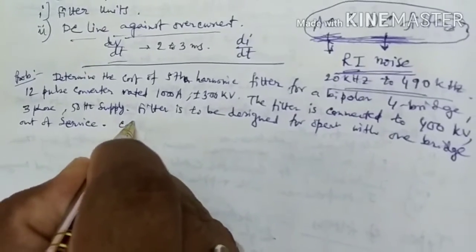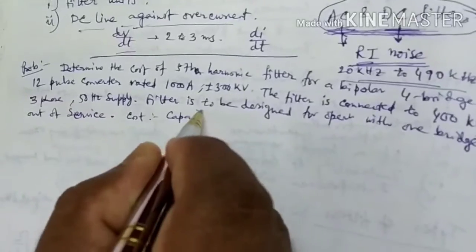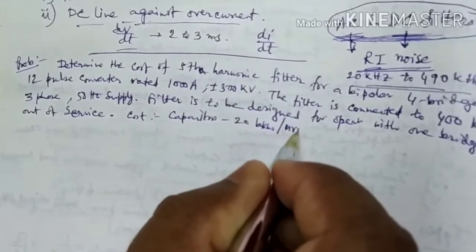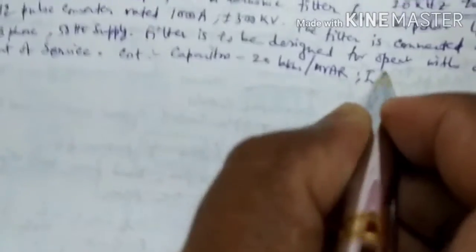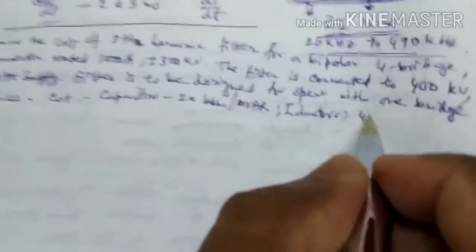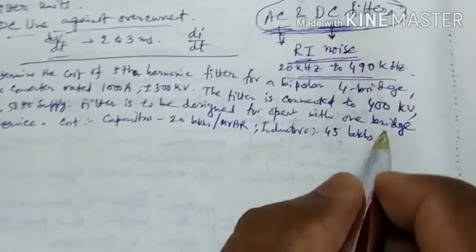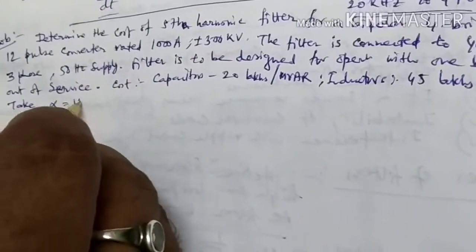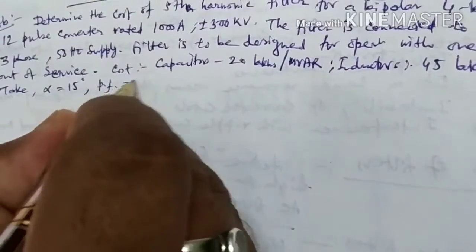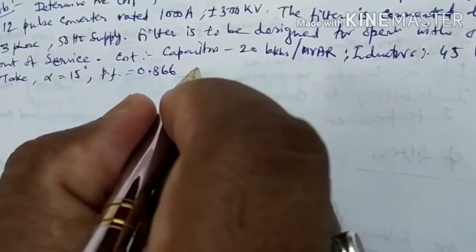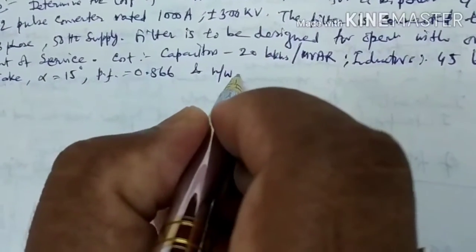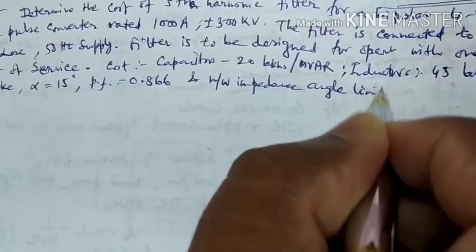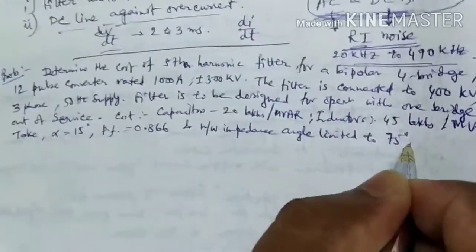The cost of capacitors is 20 lakhs per MVAR, inductors 45 lakhs per MVAR, and take alpha equal to 15 degree, power factor 0.866, and network impedance angle limited to 75 degree. That is the problem.